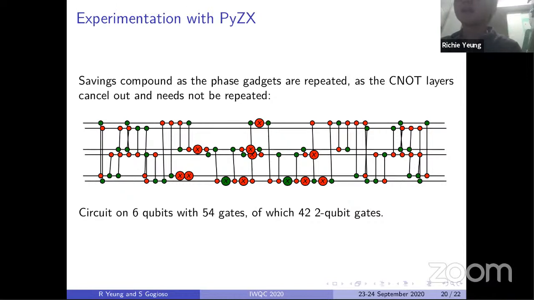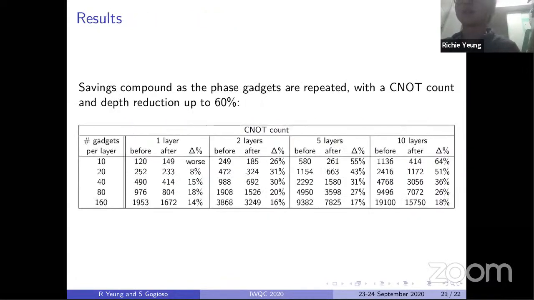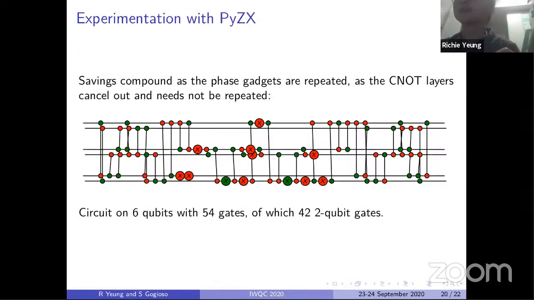Yeah, and as I mentioned, you can do this for repeating circuits because these blocks of CNOTs cancel each other as you repeat the layers. So there's no need to repeat them. So you get a lot of savings. You get an initial cost of adding these CNOT blocks, but then you get the saving as you repeat the layers.